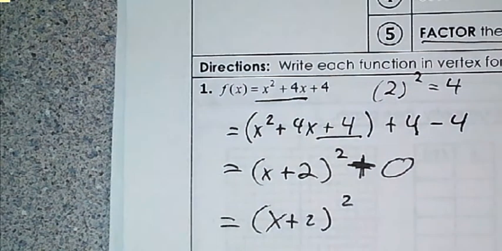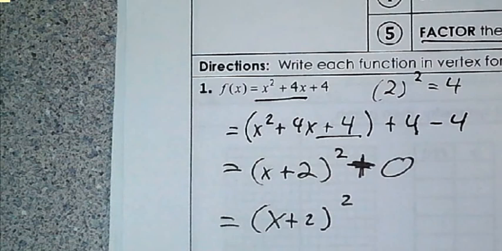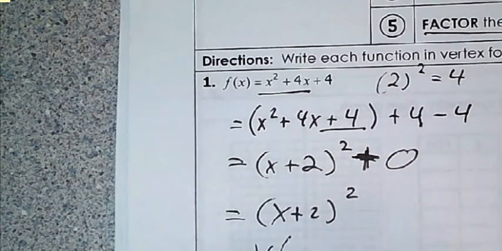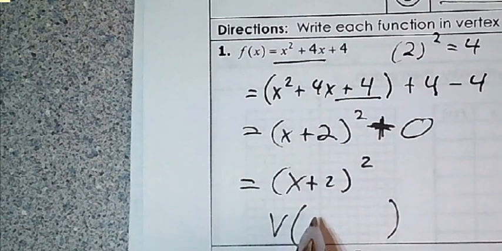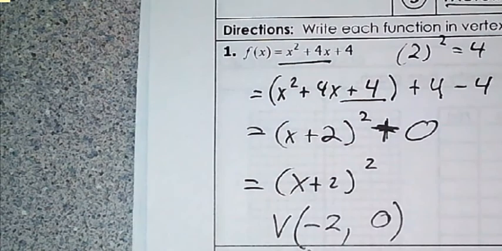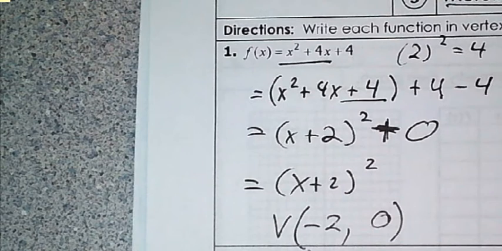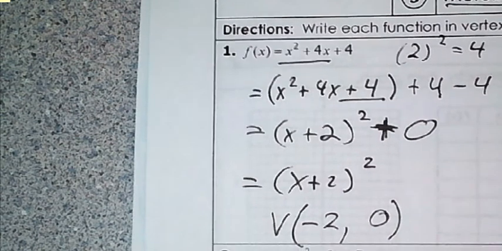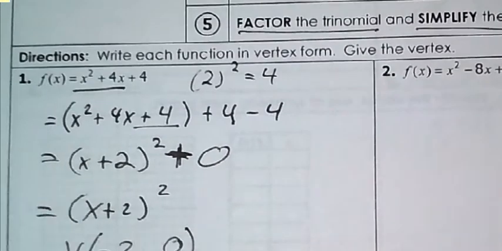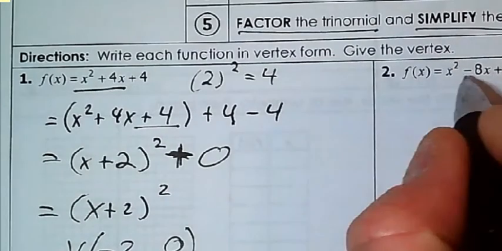Okay, this is vertex form. Now, it does ask us to write the vertex. So what is our vertex? Negative 2, 0. All right, so we did it. We converted from standard form into vertex form. Now we're going to do more of these, and you'll see as we do these, the process will start to become very easy. Okay, the next problem.